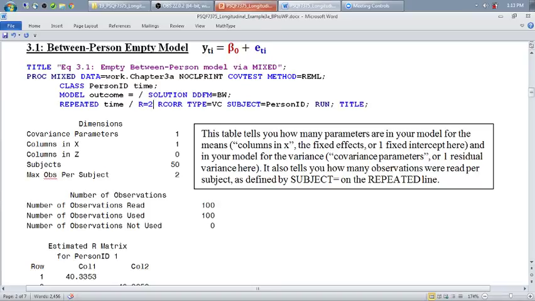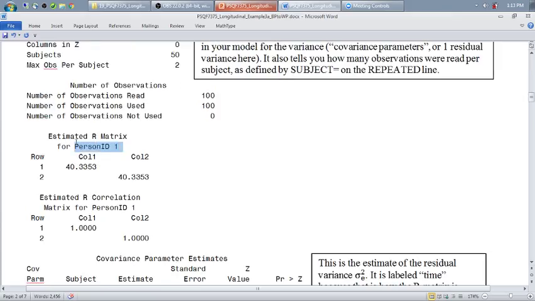Okay. So if a person has a different combination of predictor variables, then their R matrix could be different according to the model that you've specified. But right now, you can just ignore the fact that it says for person 1 because it's for everybody.